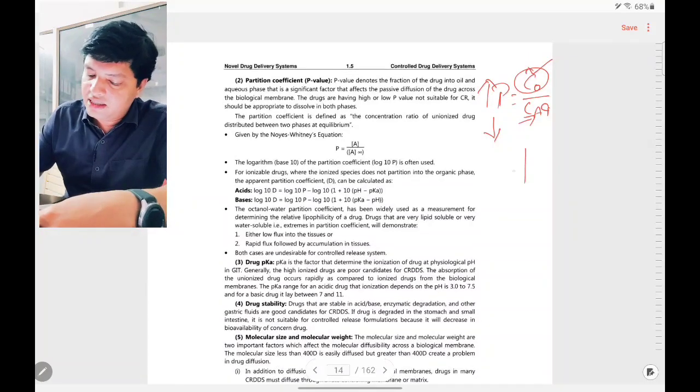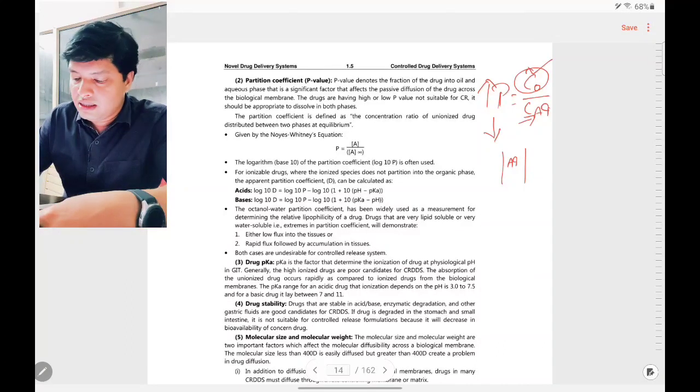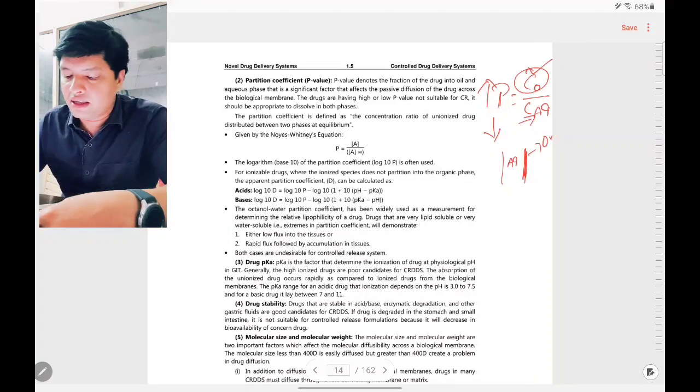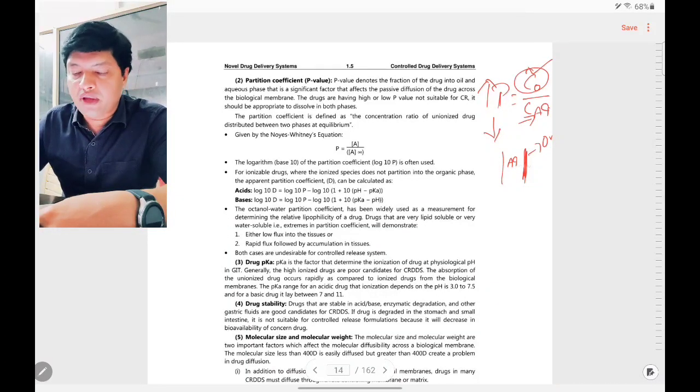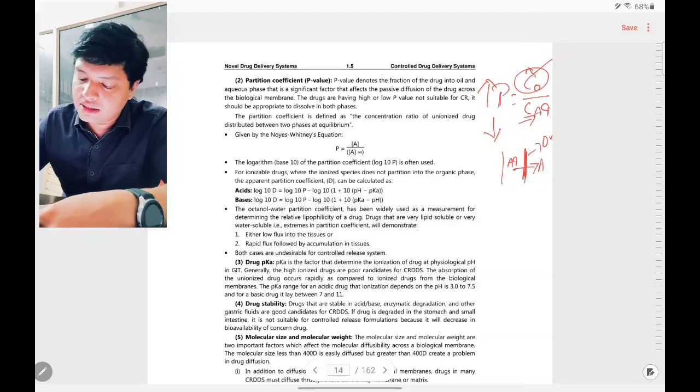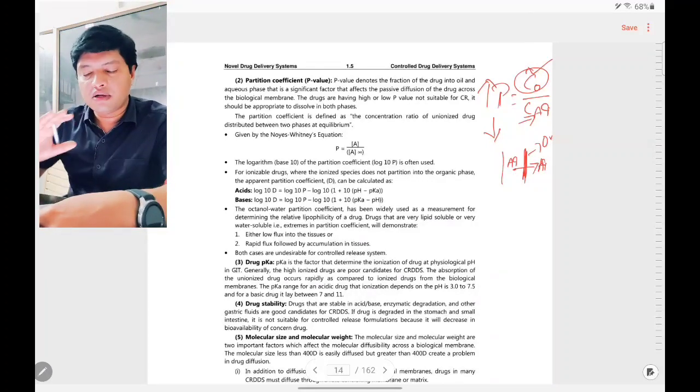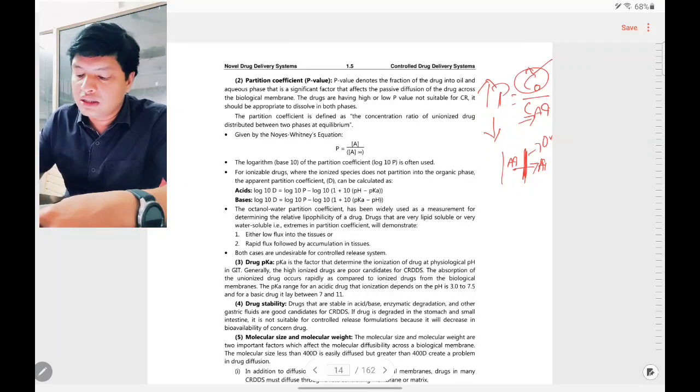Now come to the GIT. Inside the GIT we have aqueous content, that is our GI content. The GI lining is organic. I want my drug to be permeable in both, having a partition coefficient which can go into aqueous as well as organic, because it has to pass from the aqueous region through the organic lining, and again the blood is aqueous. So if the partition coefficient is good, then what happens?